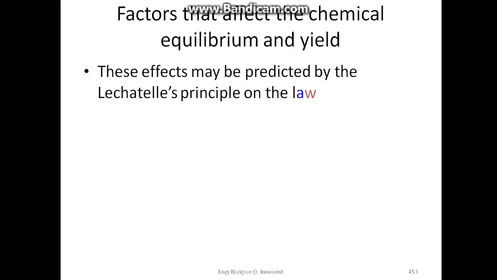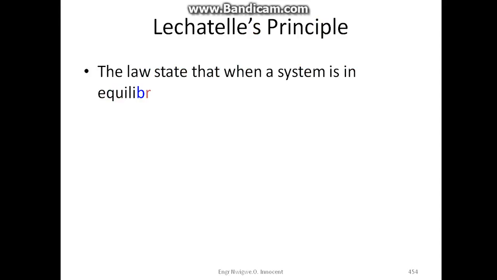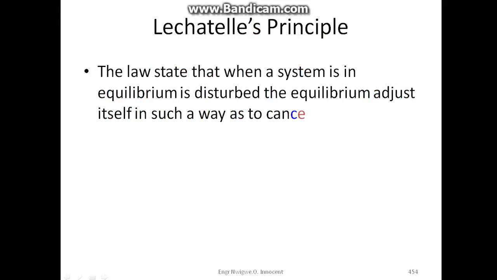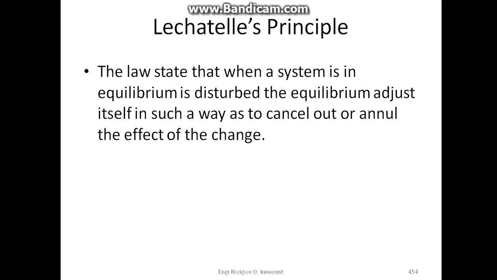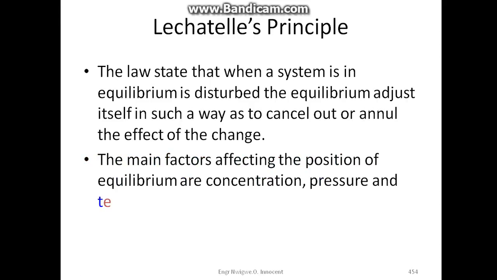Factors that affect the chemical equilibrium and yield. This may be predicted by Le Chatelier's principle, the law of mobile equilibrium. Le Chatelier's principle. The law states that when a system in equilibrium is disturbed, the equilibrium adjusts itself in such a way as to cancel out or annul the effect of the change. The main factors affecting the position of equilibrium are concentration, pressure, and temperature.